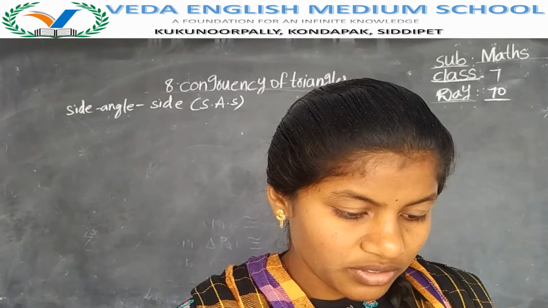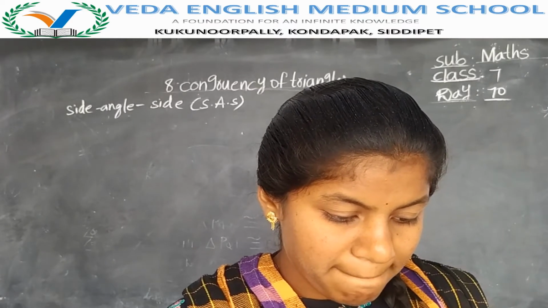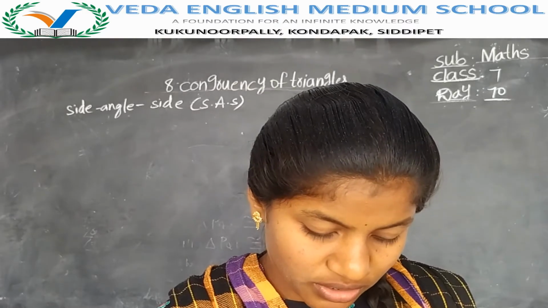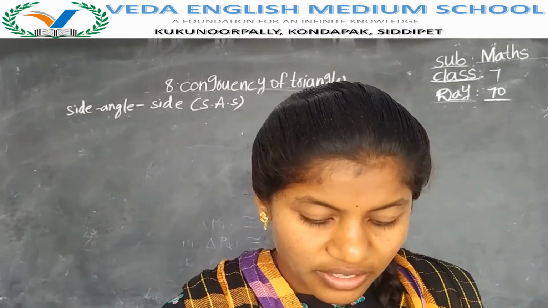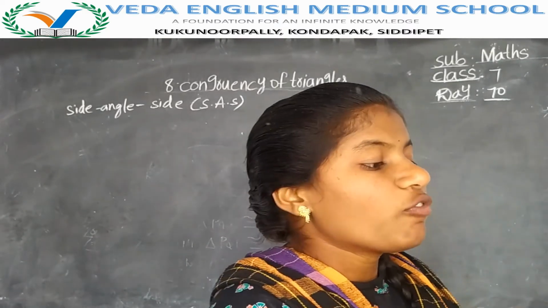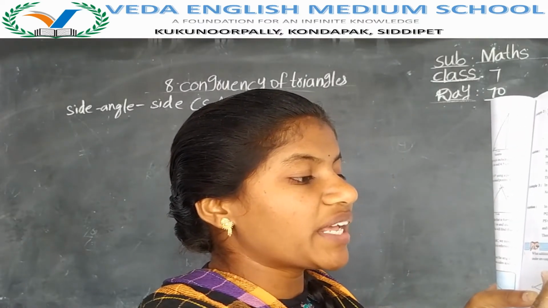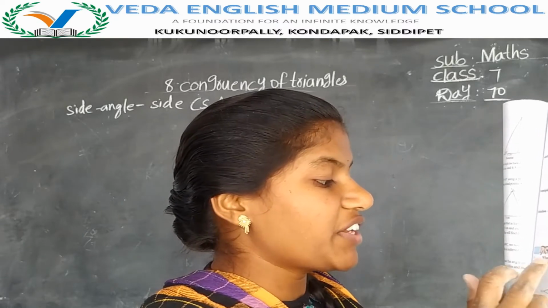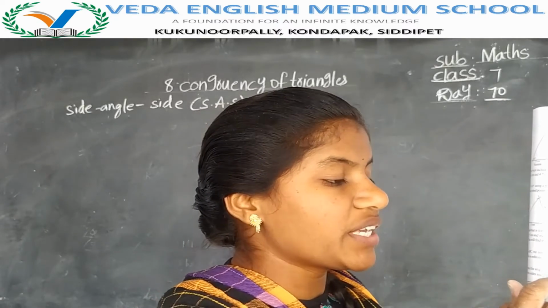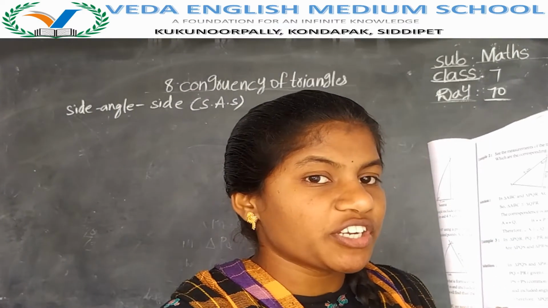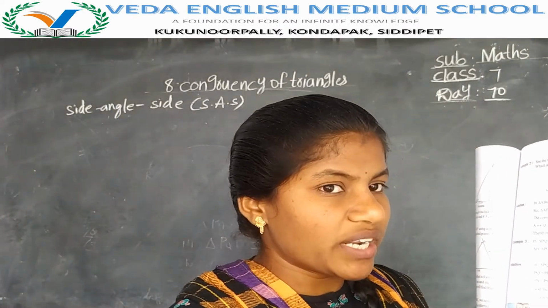Exercise 2. Now see, exercise 2. What additional information do you need to conclude that the two triangles given here are congruent using the SAS rule? By using the SAS rule, what more information do we need to say that these two triangles are equal?